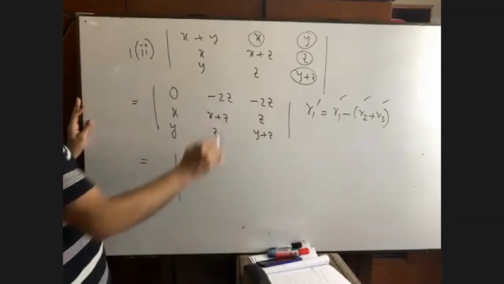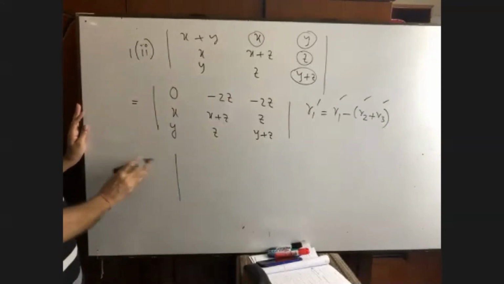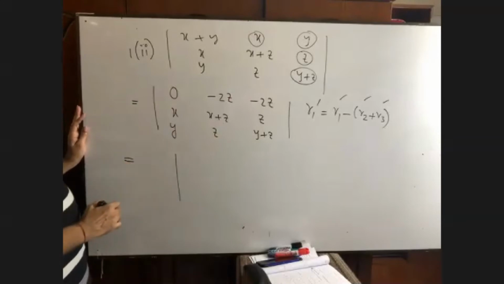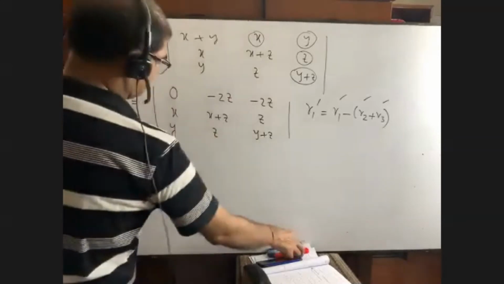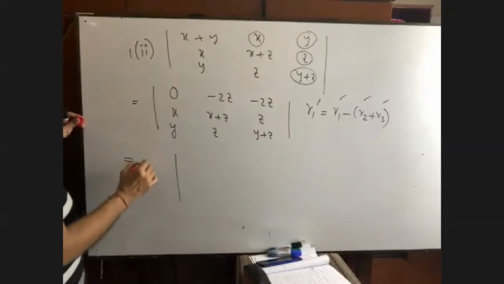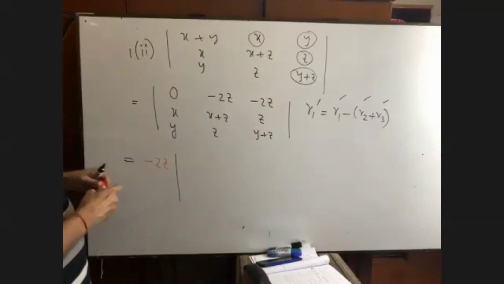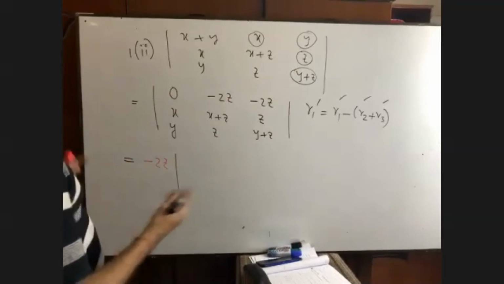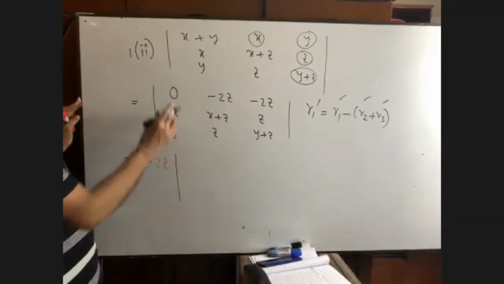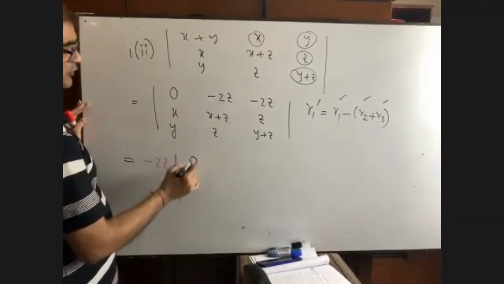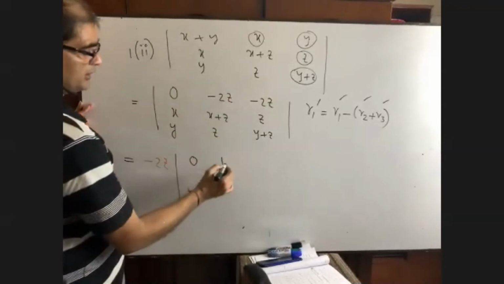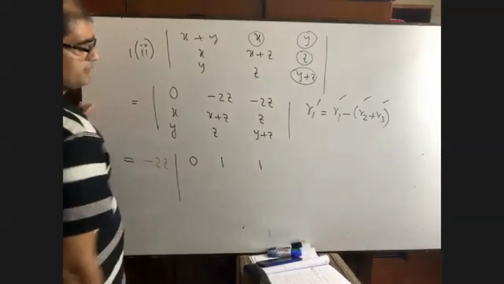From the first line, what can be taken common? From the first row, as I told you, minus 2z can be taken common. Minus 2z can be taken common because it is 0. Anything can be taken with 0 common. It is 1 and it is 1. Right?